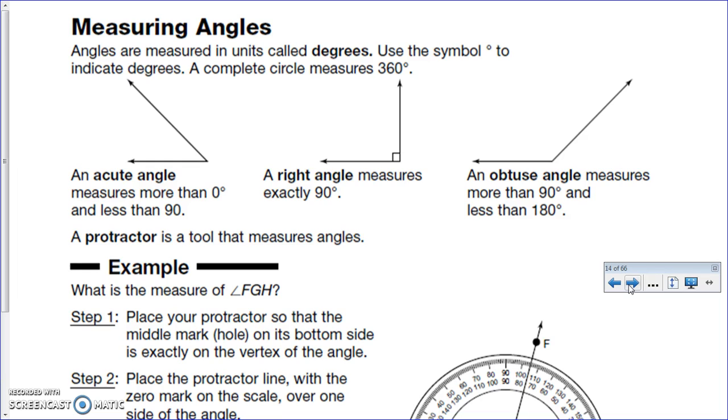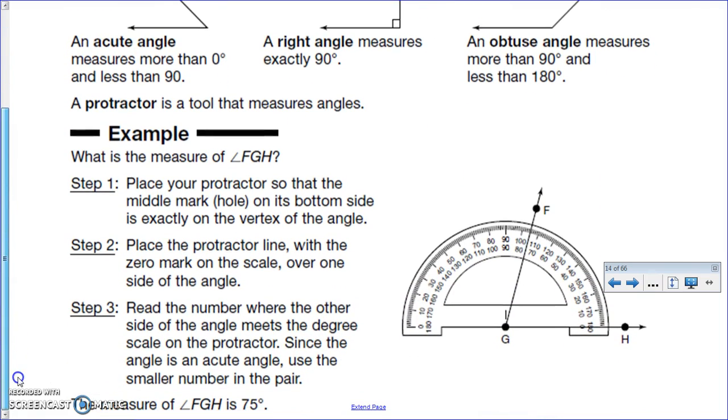A right angle measures exactly 90 degrees, and an obtuse angle measures more than 90 and less than 180. A protractor is a tool that measures angles. You should have picked up a protractor in class today to help you do this activity.